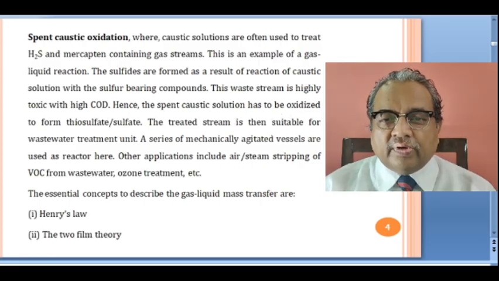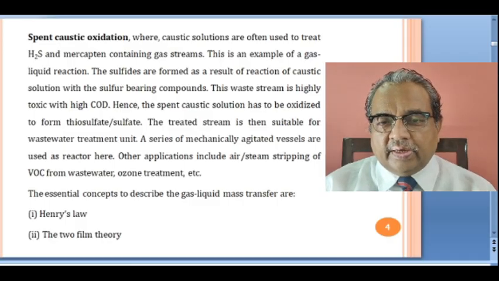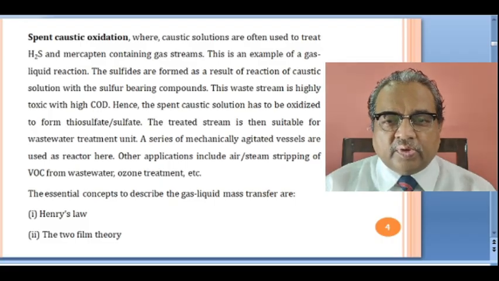A series of mechanically agitated vessels are used as a reactor in this case. Other applications include air or steam stripping of volatile organic compounds from wastewater, then ozone treatment, etc.